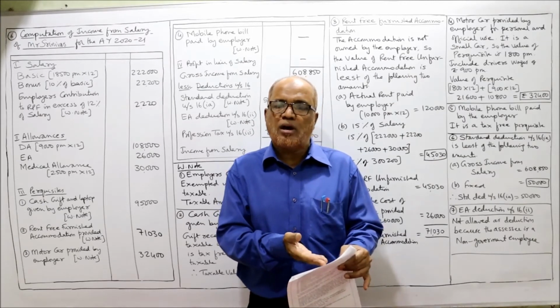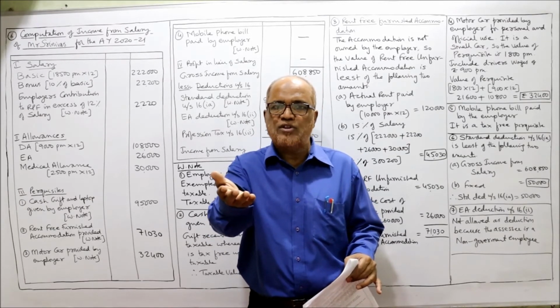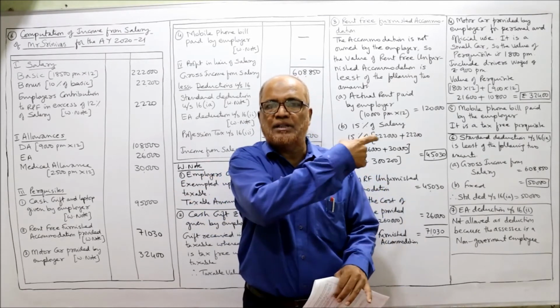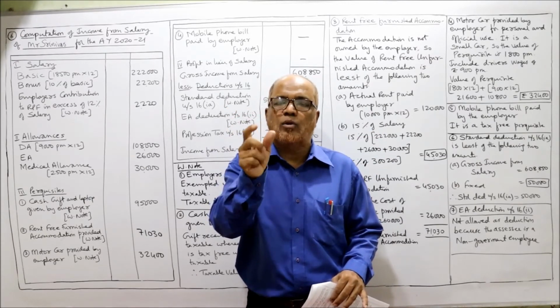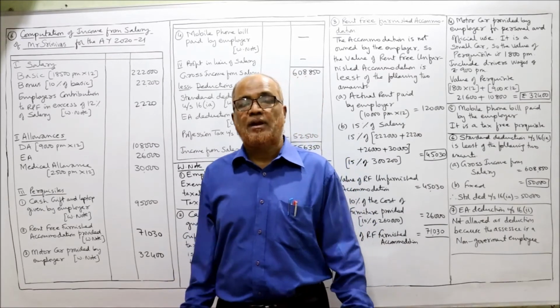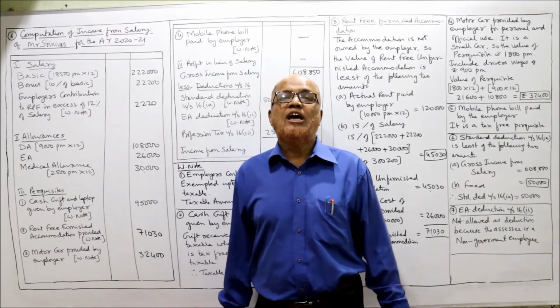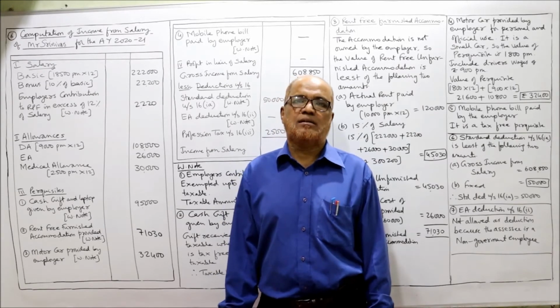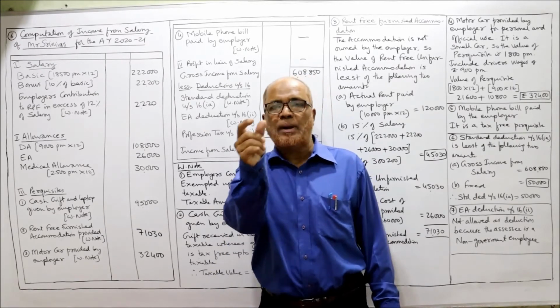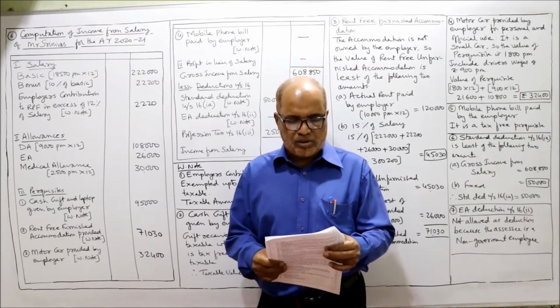It says if it is a small car, 1,800 rupees per month. So here it is a small car given for both personal and official expense. All expenses are paid by the employer. So it is 1,800 rupees per month as the value of the motor car. Apart from that, a driver is also given. So 900 rupees per month will be added as driver's wages. So 1,800 per month plus 900 per month is the value of the perquisite.